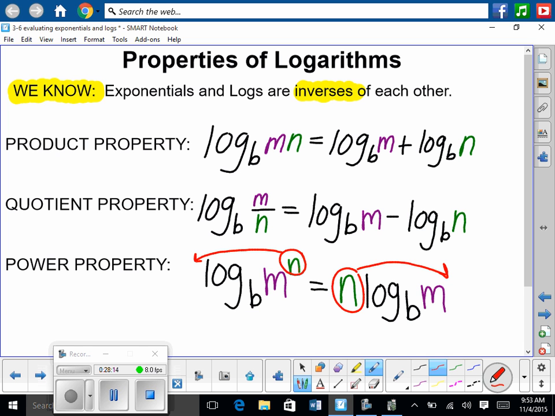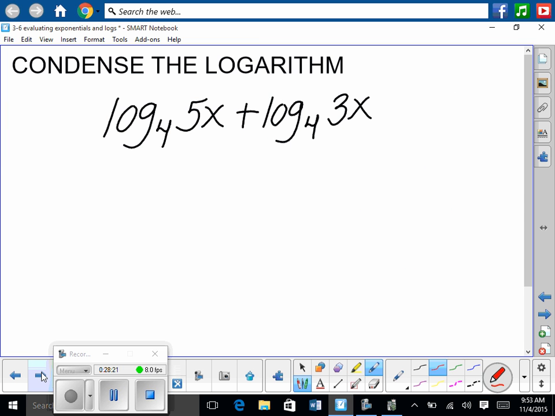Is everybody ready to practice these? Okay, here we go. We're going to condense the logarithm and write it as one log. So we're going backwards. We have log to the base 4 of 5x plus log to the base 4 of 3x. Now understand something: if they didn't have the same base, you could not put it into one logarithm. But these do. So we're pulling this into one logarithm. Since it's log to the base 4, we're going to have a log to the base 4.